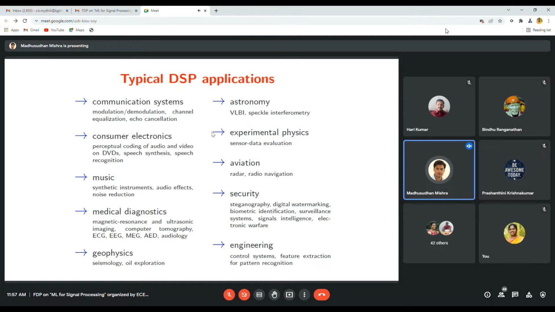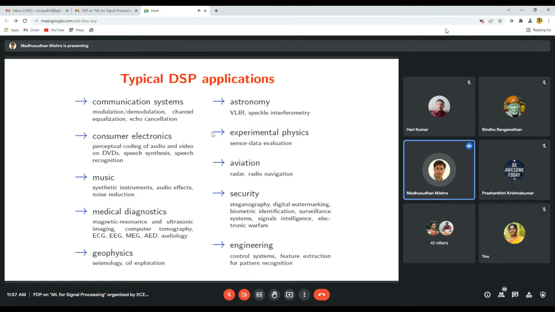Then DSP has a huge role in the healthcare sector. In medical diagnostics, digital signal processing finds its application in magnetic resonance, ultrasonic imaging, computer tomography, then ECG signals, EEG signals, and different kinds of medical signals.